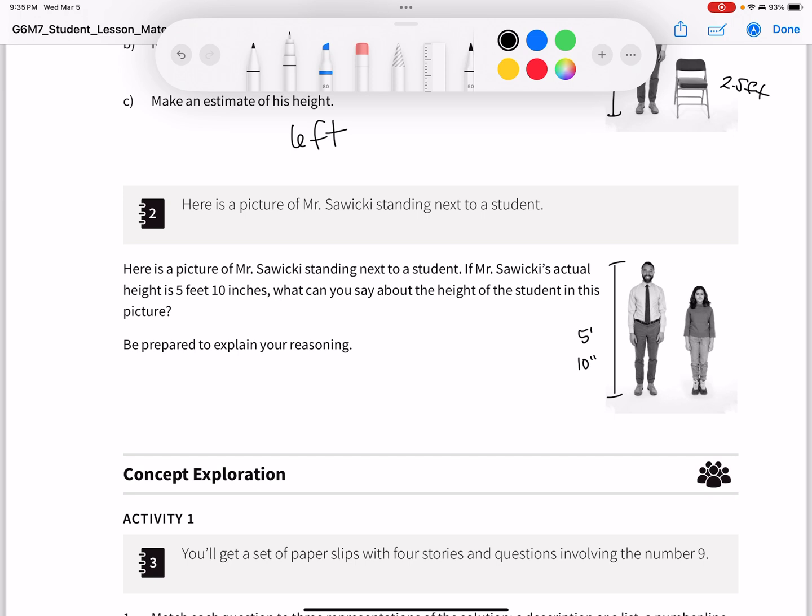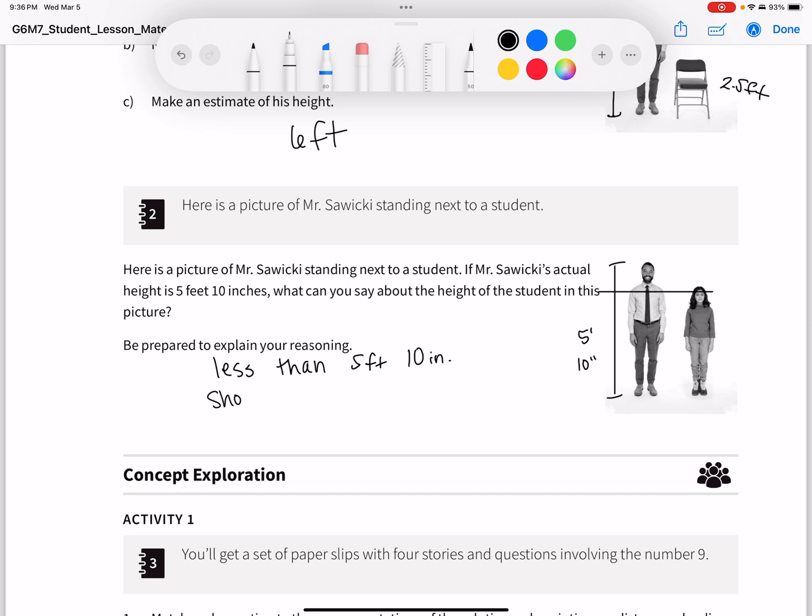I don't know exactly how tall she is, but I can definitely say that she is shorter, right? Shorter than Mr. Sawicki, and Mr. Sawicki is 5 feet 10 inches. So she is less than 5 feet 10 inches, or shorter. So if we're going to make an inequality, we would say Mr. S is greater than the student, whatever the student's name is, in height, right? All right, let's keep going.